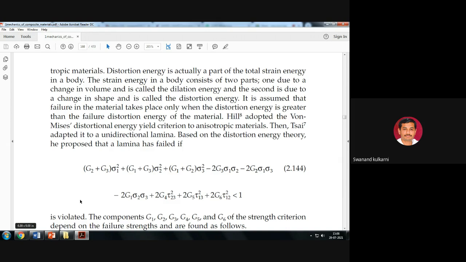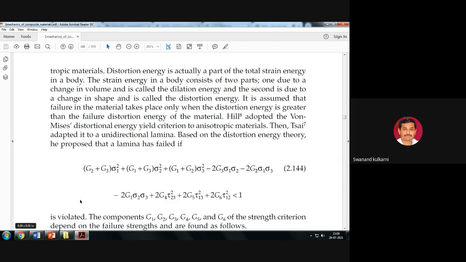Is it okay? See, these are two different scientists. Psi is a different scientist, Hill is a different scientist. So what is the contribution of Hill in this theory? Hill adopted the von Mises distortion energy yield criteria to anisotropic material. And what is the contribution of Psi? He adopted it to unidirectional lamina. Is it okay? When the lamina is considered to be unidirectional in nature, and for that particular material, when this maximum distortion energy theory is applied, that credit is in the literature of Psi. And secondly, the application of the maximum distortion energy theory to the anisotropic material was carried out by scientist Hill.